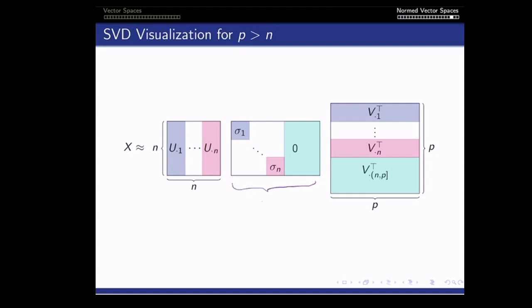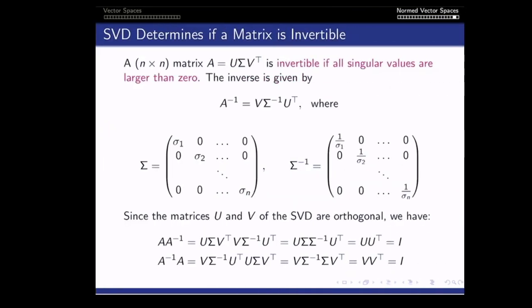Here p is now larger than n, so the right part is also 0, and this is multiplied with V. If we have a 0 part, we can just delete it from the decomposition and nothing happens, so to speak. One of the nice things about SVD is that it determines if a matrix is invertible, and it does so via the middle matrix sigma, because U and V are invertible anyway, as they are orthogonal. The matrix is invertible if all singular values are larger than 0.